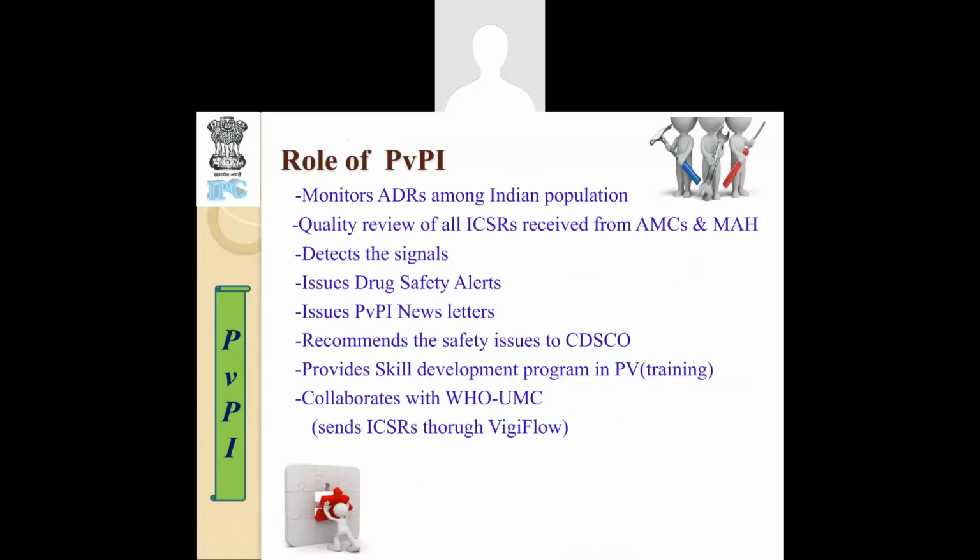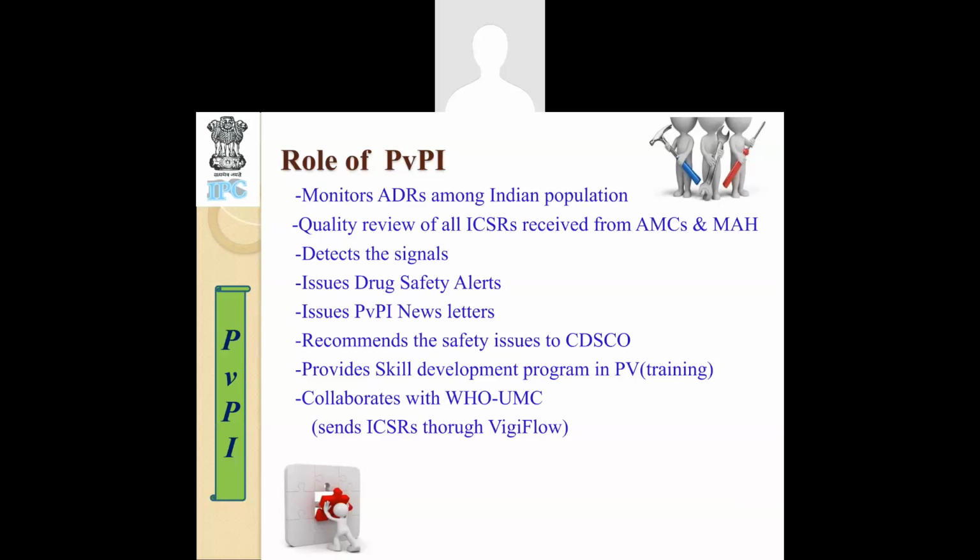As I told you, what is a signal? It is a new rare adverse drug reaction or serious adverse drug reaction which has been identified from the data, which was not documented earlier, which was not reported earlier. This is the first adverse drug reaction, which is a serious and rare first adverse drug reaction. So that is for easy understanding. I'm telling you, actually the definition is the adverse drug reaction which was not documented earlier is said to be a signal. So it issues drug safety alerts also and PVPI newsletters and recommends the safety data to CDSCO.